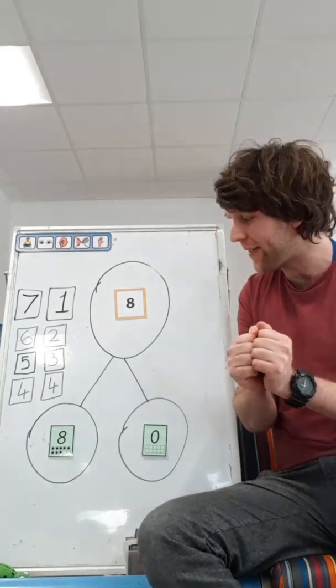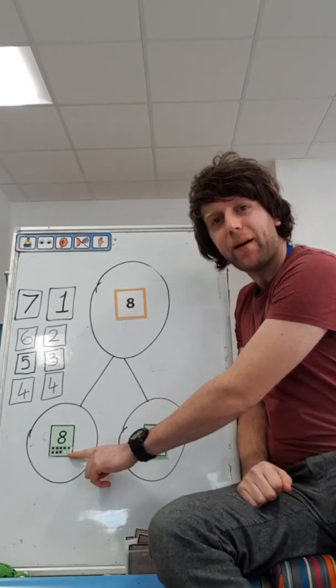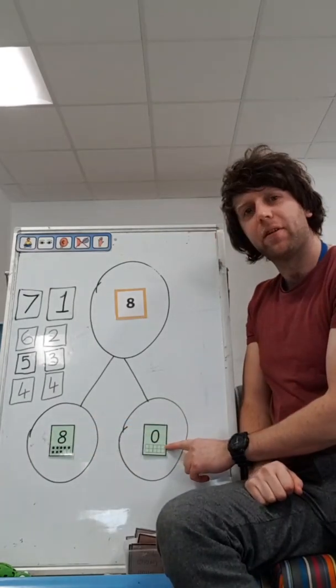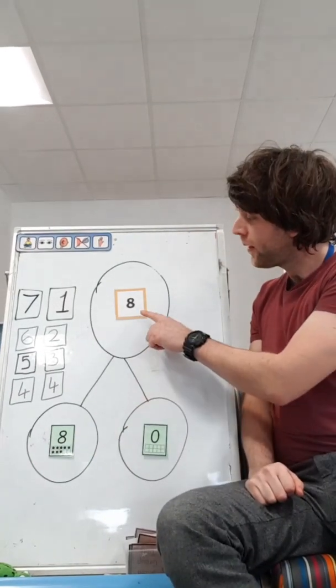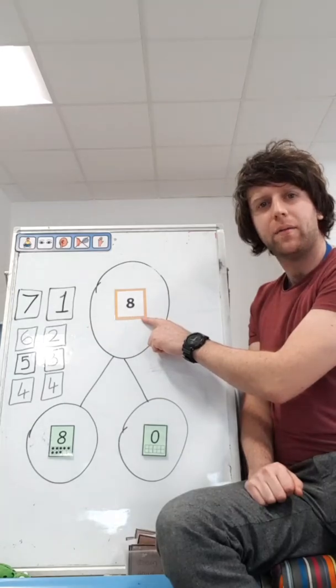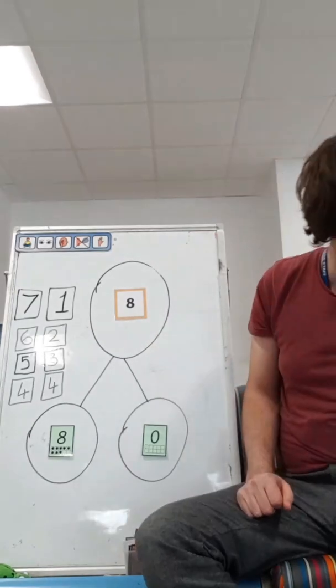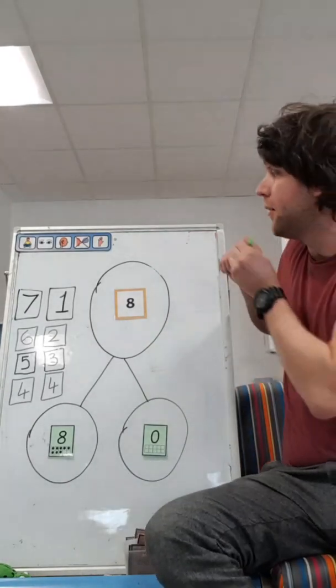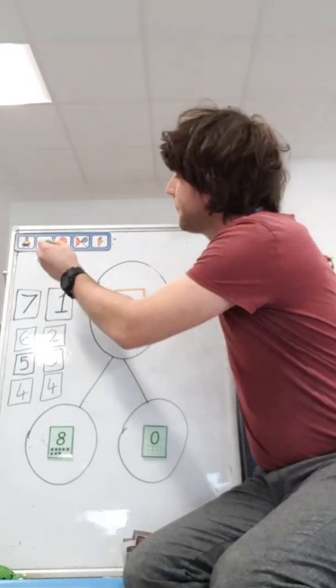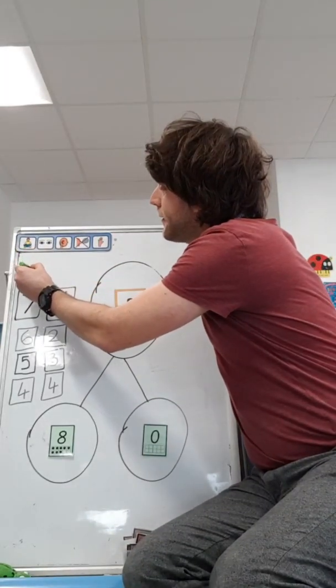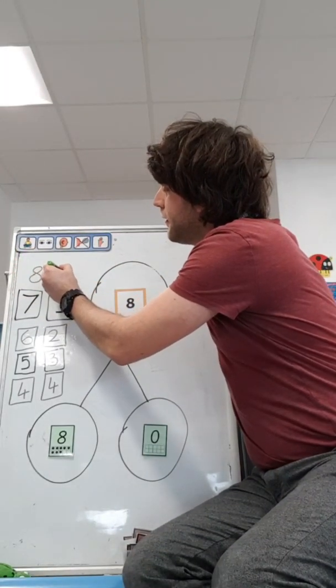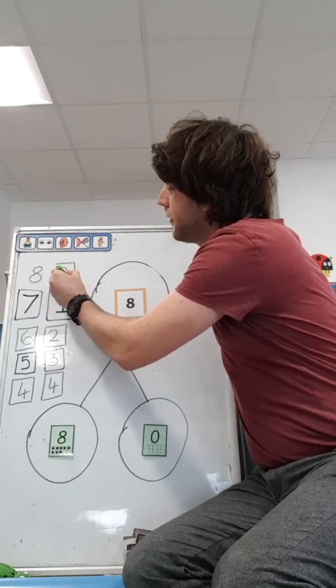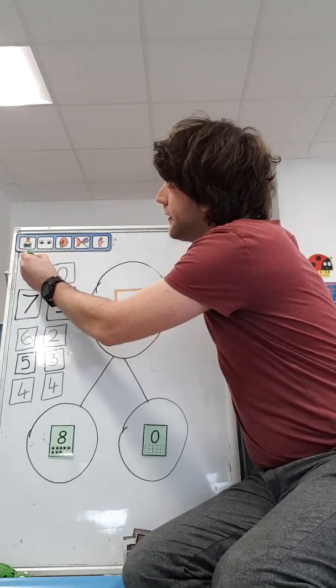Let's do that again together. 8 is a part, 0 is a part, and 8 is the whole amount. Wonderful. I'm going to write that one on the board as well, so we don't forget that one. 8 is a part, 0 is a part, and 8 is the whole amount.